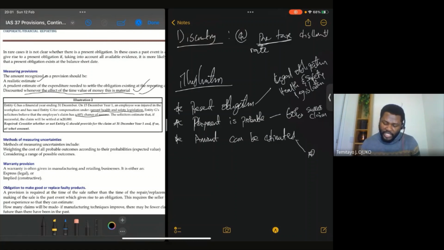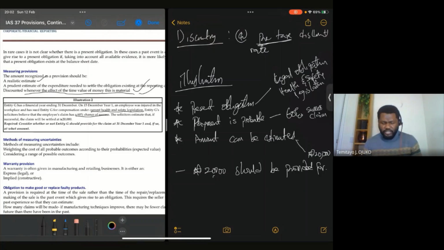Yes, we're told that it's going to be a 20,000 claim if it is eventually successful. Now, consider whether the entity should provide for the claim. We've considered that, and we've listed the three things: the present obligation, the payment is probable, the amount can be estimated reliably. Then, if so, at what amount? It's very, very simple. 20,000 naira should be provided for. Just as simple as that.